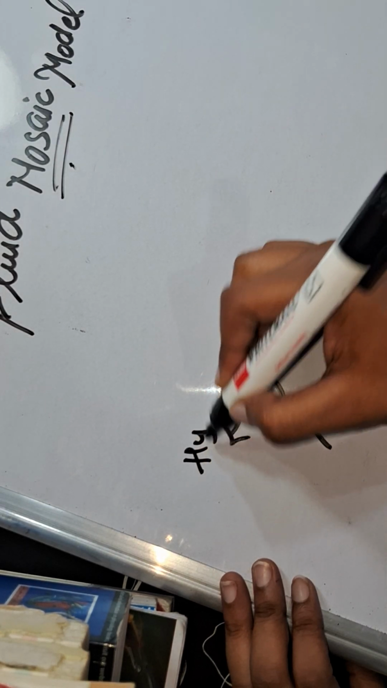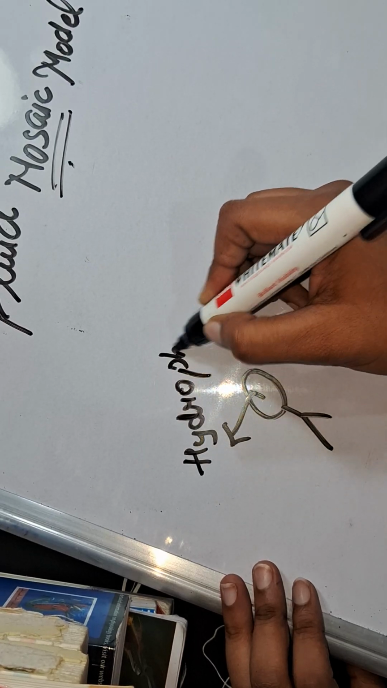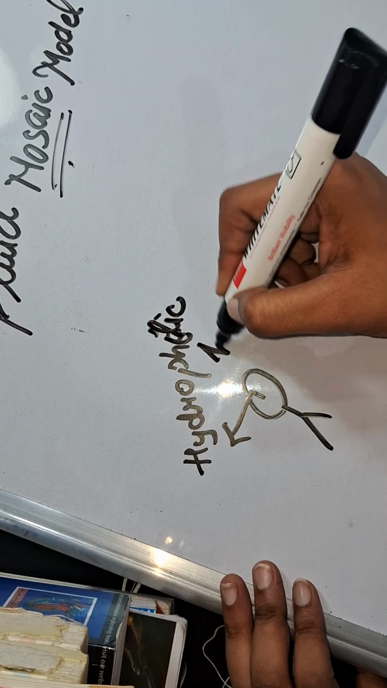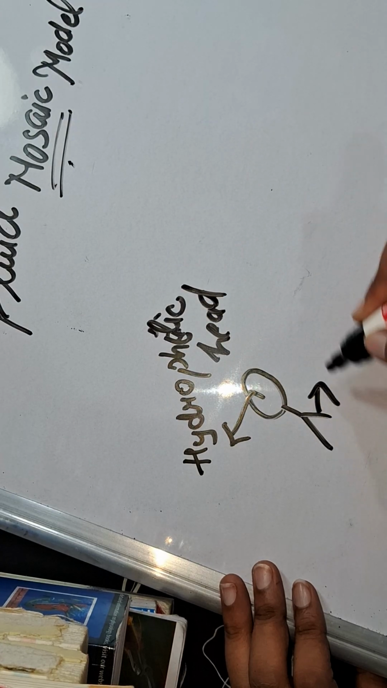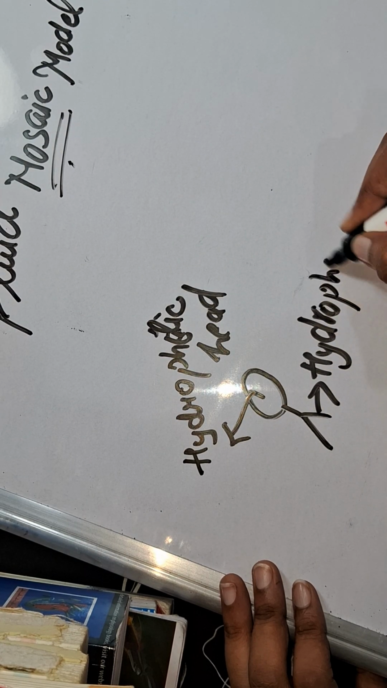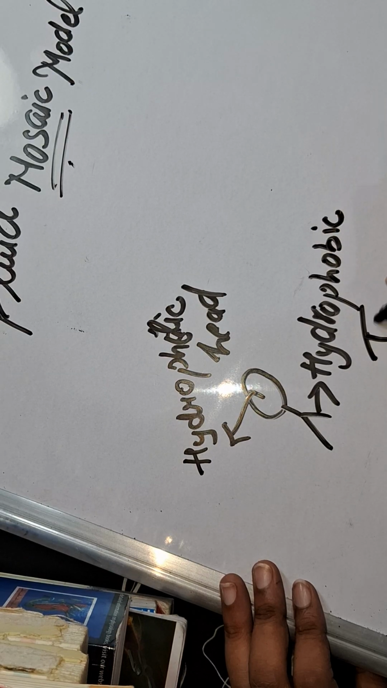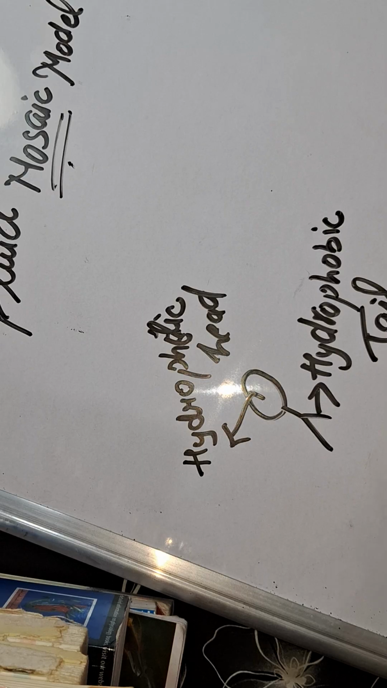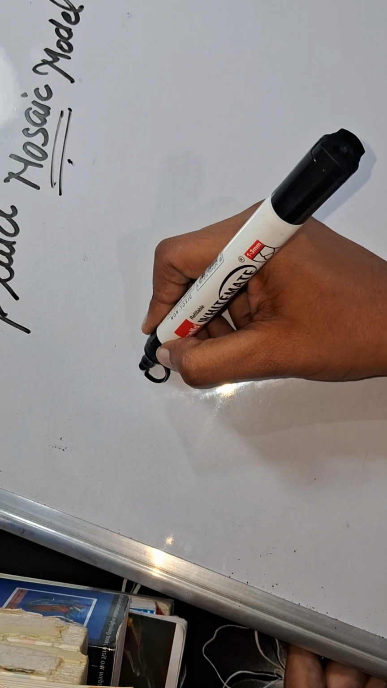So, the lipid bilayer. This has a hydrophilic head and a hydrophobic tail. Now I will show you the diagram of the fluid mosaic model.